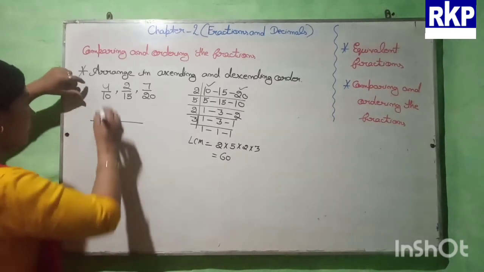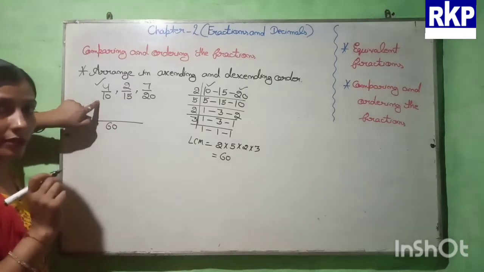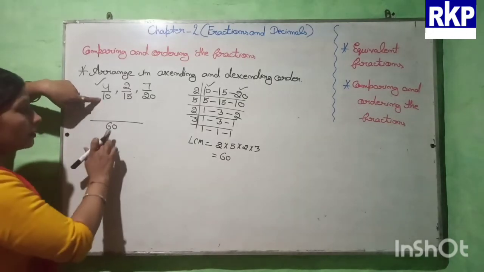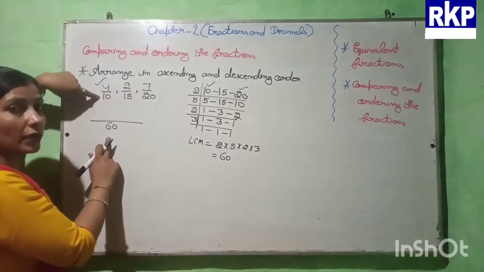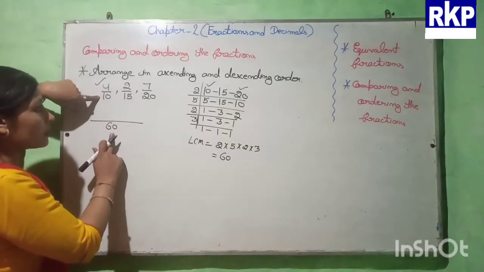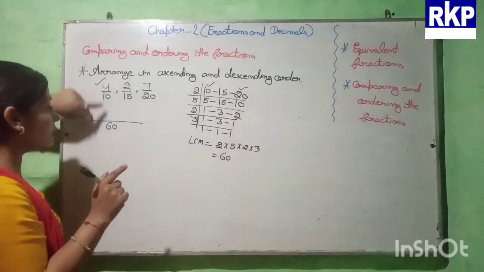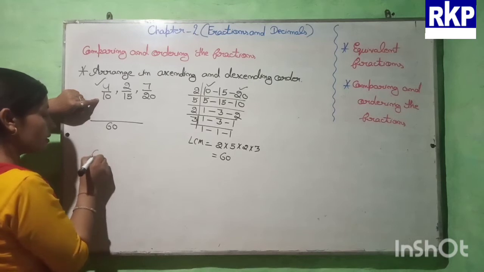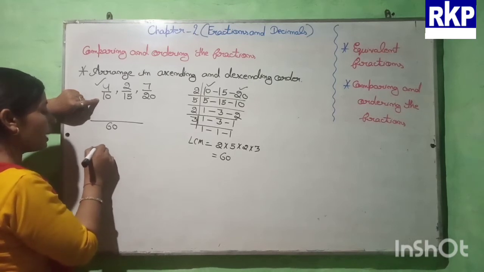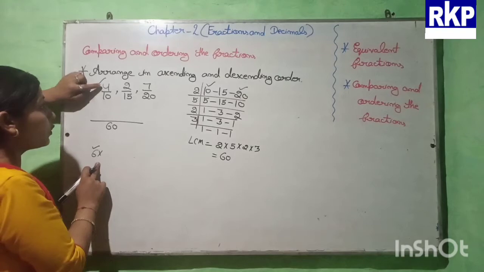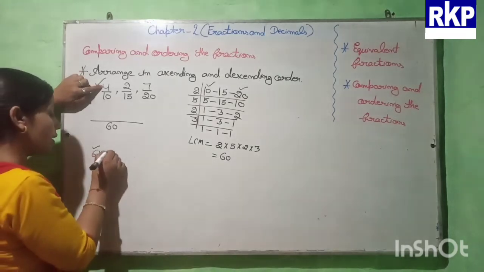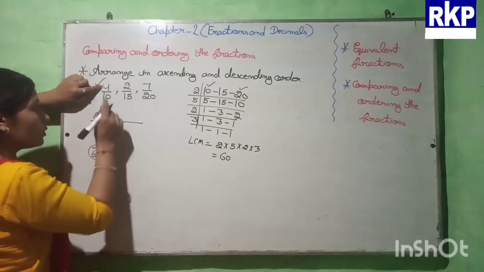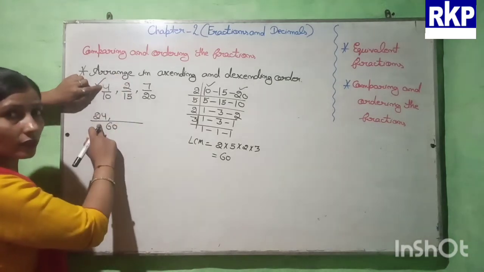Now let us see this first fraction. Okay. So according to the rule, we have to divide this LCM with the denominator of the first fraction. So here 60 and here 10. So we have to divide this 60 by 10. And when we divide 60 by 10, we will get 6. Now we have to multiply this quotient with the numerator of this fraction. So here we will write 4. So 6 4s are 24. So from this we get 24.